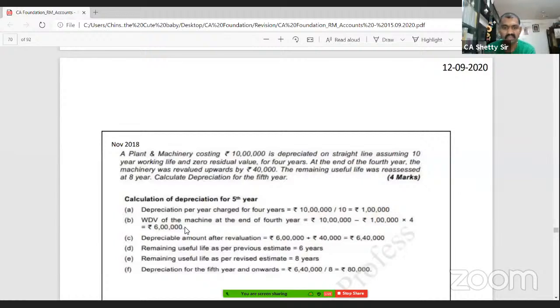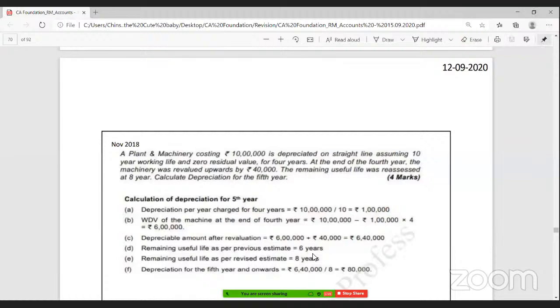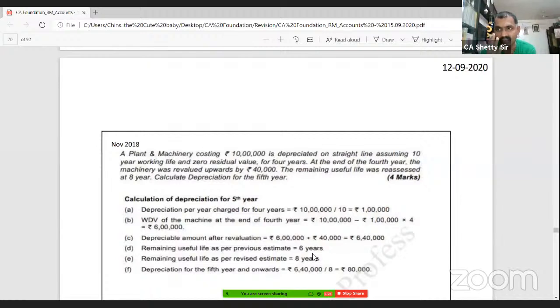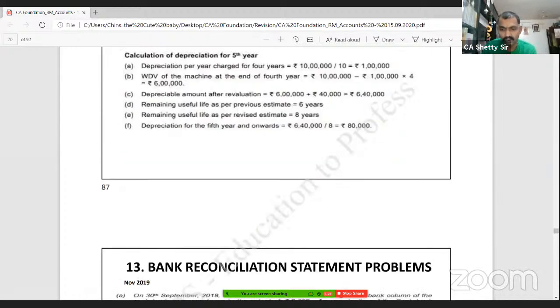Yes, sir. At the end of 4th year, the machinery was revalued upwards by 40,000. That means WDV, which was 6 lakh, will become 6 lakh 40,000. Remaining useful life reassessed at 8 years. So 6 lakh 40,000 divided by 8, 80,000 is depreciation. 4 marks, insulting question. Examination question. Is it not easy? Yes, sir. Easy, sir. And who says CA is tough? If you just do this problem once, you will remember for life. Fine. So only reasonable questions I have shared there.